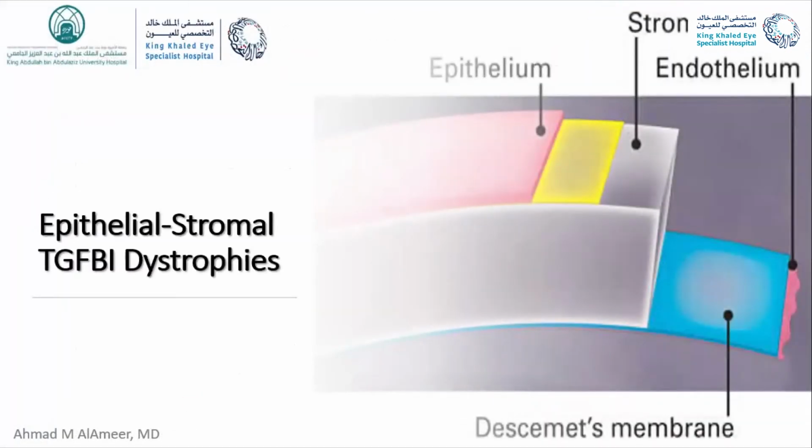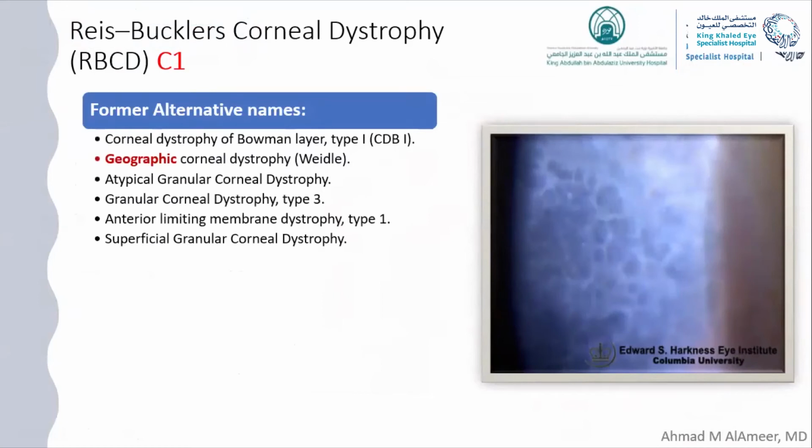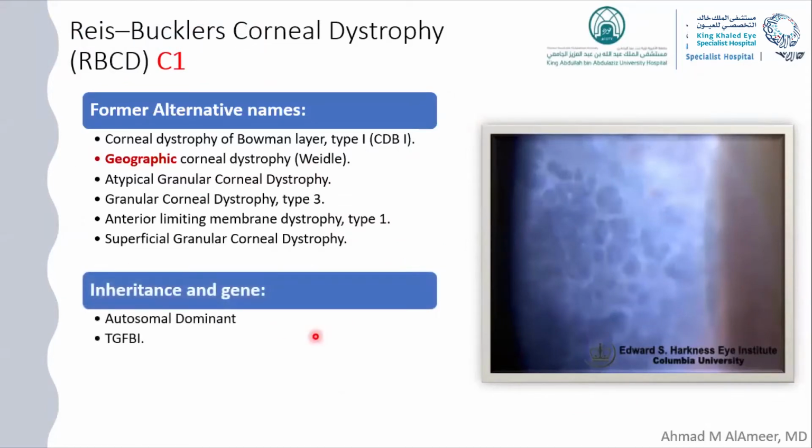Now the second group, which is the epithelial-stromal TGFBI dystrophies. The previous classification was different. They classified into epithelial, Bowman, stromal, and endothelial, but in this classification they put the transforming growth factor beta-induced gene dystrophies together. The first one is Reis-Bücklers corneal dystrophy, which is category 1. Just remember geographic corneal dystrophy out of these alternative names, because it has a clinical implication.